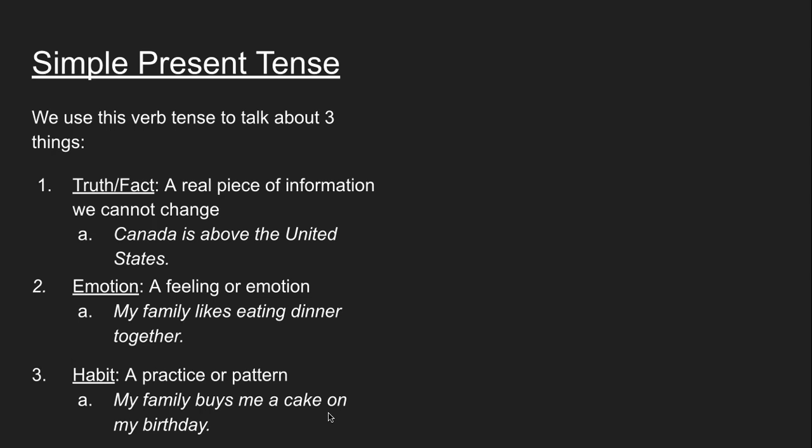In this sentence, we are talking about a habit and we are using the simple present tense with the verb buy. We're using here, my family buys me a cake on my birthday. We have here three different sentences to show you why we use the simple present verb tense. So now let's talk about conjugation. How do we conjugate this verb tense?